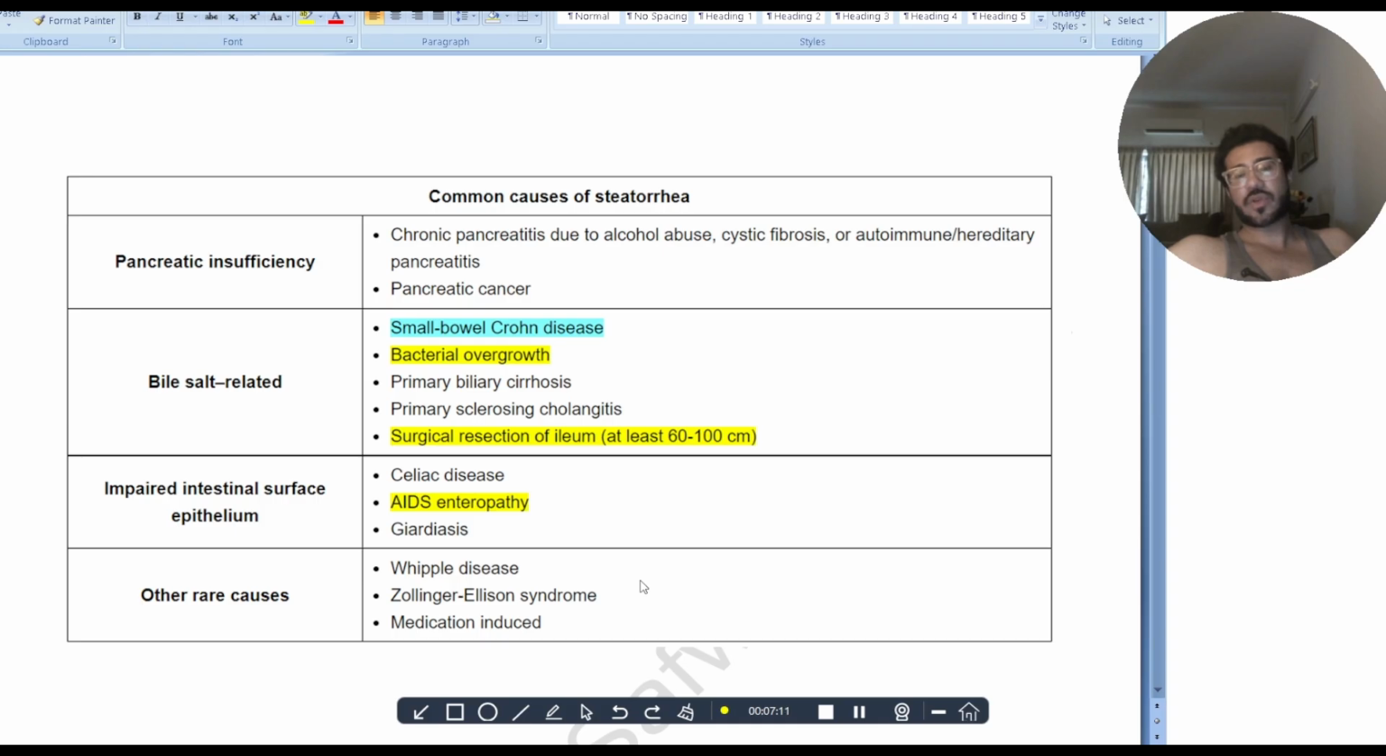But in case of Zollinger-Ellison syndrome, there is no down regulation, so acid continuously pours down into the duodenum, and what happens as a result of that is the duodenal lining is damaged, and the pancreatic enzymes that require alkaline pH to function do not receive that alkaline pH. Instead, they are deactivated and denatured by excessively low pH, that is excessively acidic pH from the stomach.